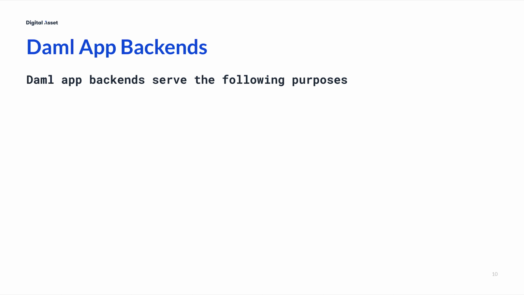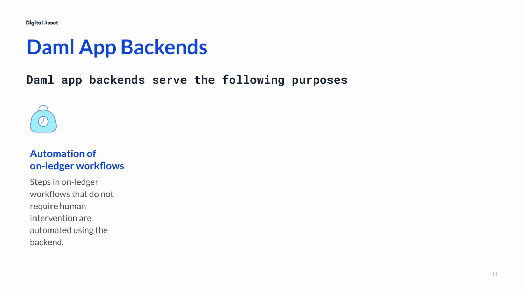The backends typically serve one or more of the following purposes: to automate on-ledger workflows. Steps in on-ledger workflows that do not require human intervention are automated using the backend. For example, in a customer onboarding workflow of a financial services app, the backend might listen to a new customer onboarding request on ledger and advance it automatically once the provider's off-ledger Know Your Customer, or KYC, compliance system gave the green light to onboard the customer.